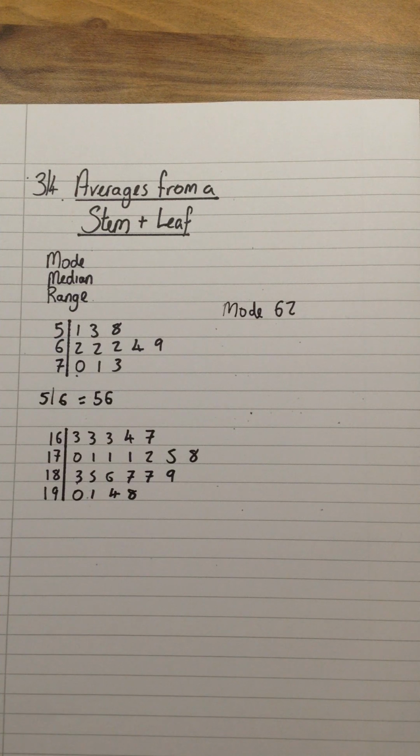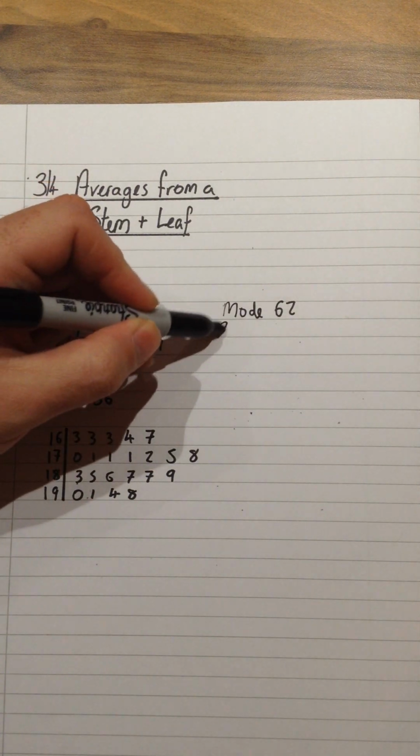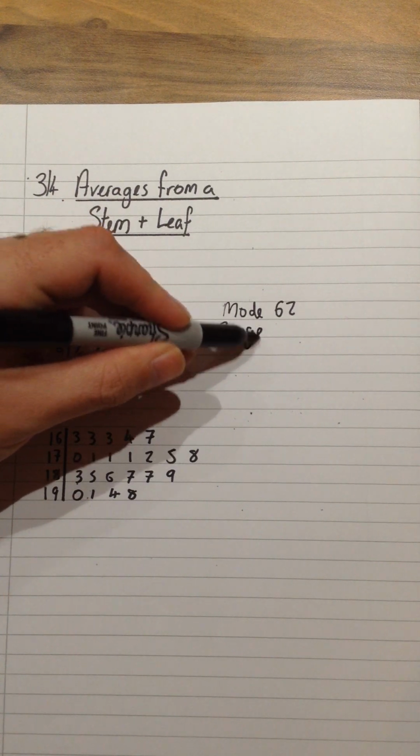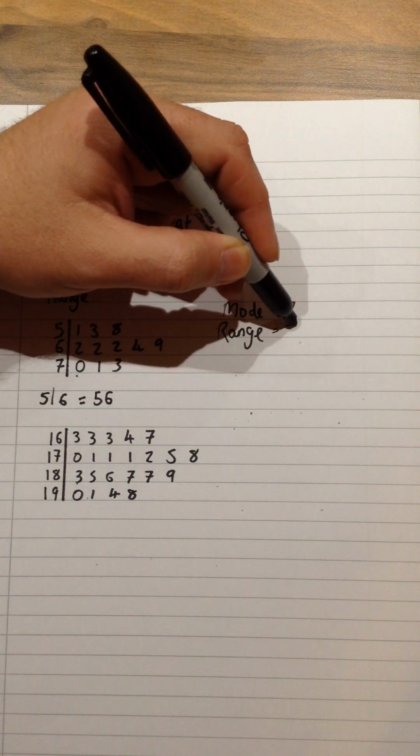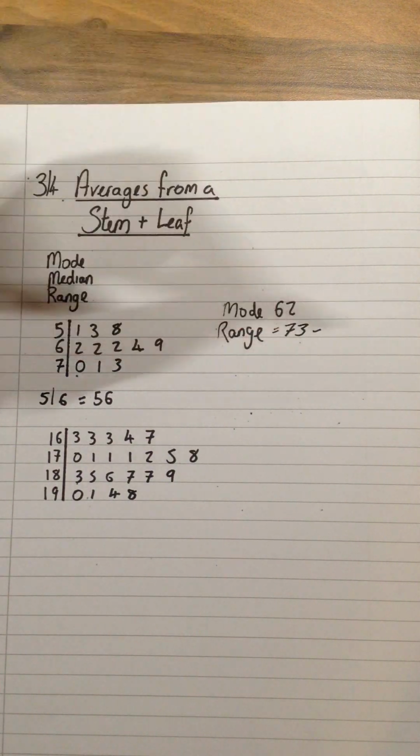The range is the next one I'm going to look at because that's the next easiest one to do. So the range, remember, is the biggest number take away the smallest number. Well, the biggest number on an ordered stem and leaf always appears in the bottom right hand corner. It will be at the bottom row on the right hand side. So here, this 3 is what we use for the biggest number, but remember that represents the number 73. So for range we would do 73, take away.